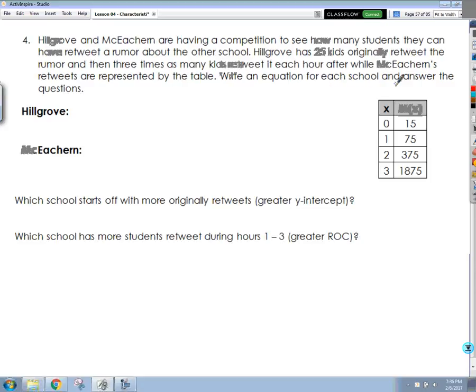Hillgrove said they start off with 25 kids, and they're retweeting it 3 times, a ratio. McEachern over here, that's what this one's going to be. Well, they start off at 15, so here's my equation for that one. And if we look, to make that jump, we're multiplying by 5 every time. So it must be 5. Put a little x here, times 5. So, raised to the x power. Okay?